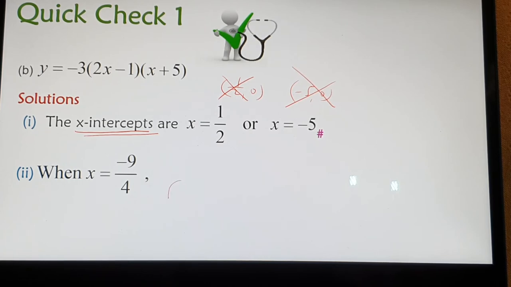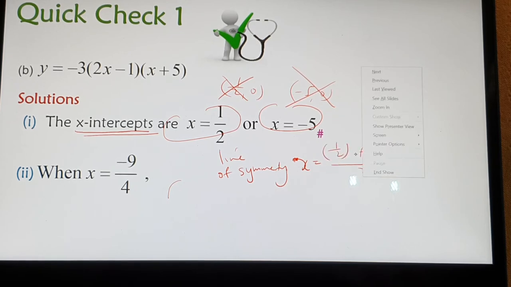We take this plus this divided by 2, you will get this. Okay, so the line of symmetry, let me write here, it will help you in your EMATS. Okay, what I'm showing you now, you'll do more in EMATS. A line of symmetry, right? Okay, is x equals this one plus something over 2.